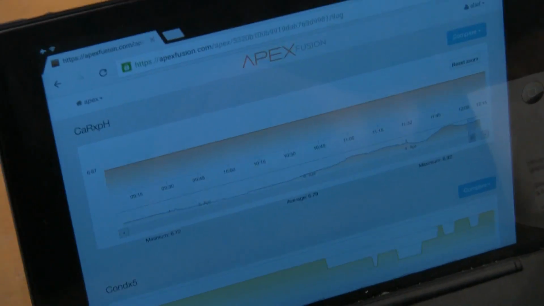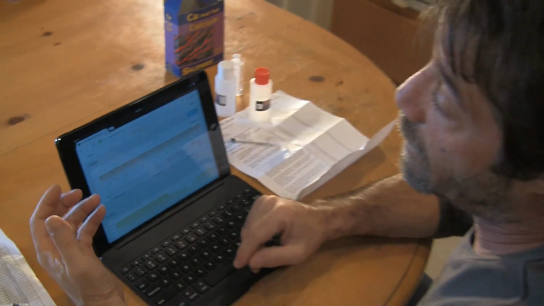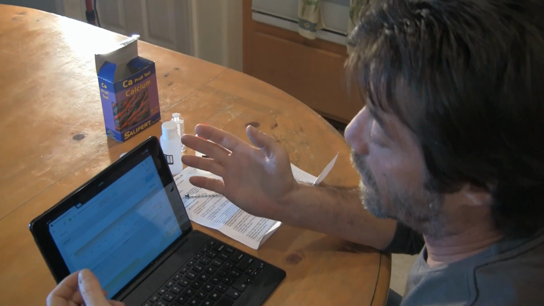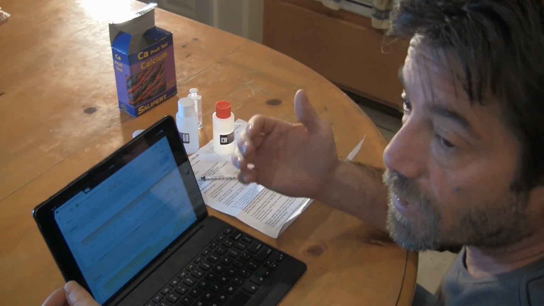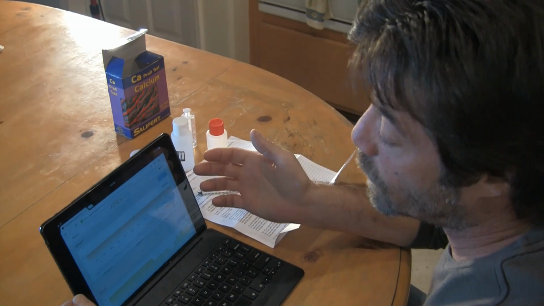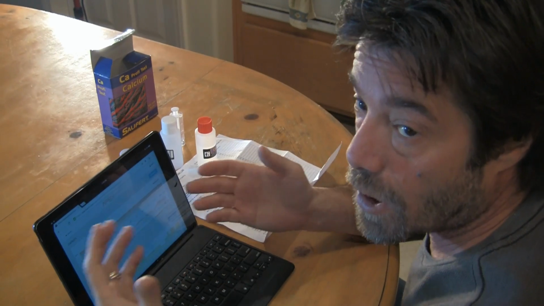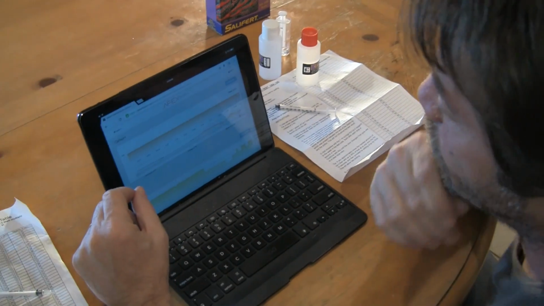So this is the pH of the water inside the reactor. Correct. And to me that's the most important thing, because if my alkalinity is too high or my calcium is too high, I would slow the rate of effluent coming out of the reactor, or increase the pH level in the reactor. You could do either one or a combination of both. And could you do that from this laptop?